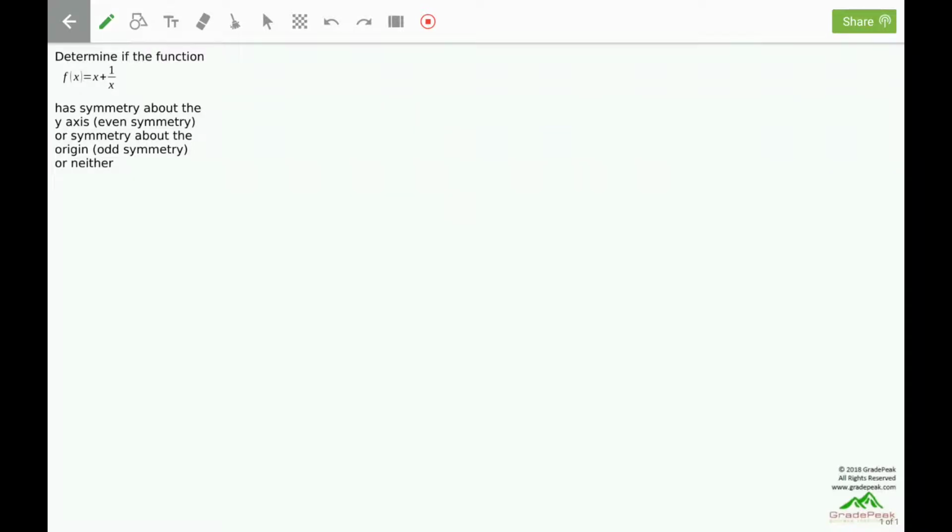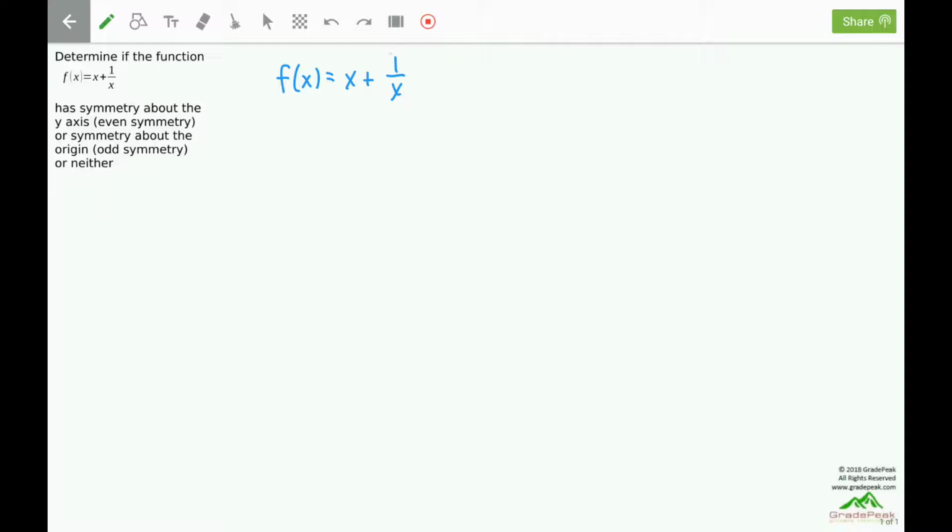Determine if the function f of x equals x plus 1 over x has symmetry about the y-axis, also known as even symmetry, or symmetry about the origin, also known as odd symmetry, or neither. F of x equals x plus 1 over x.